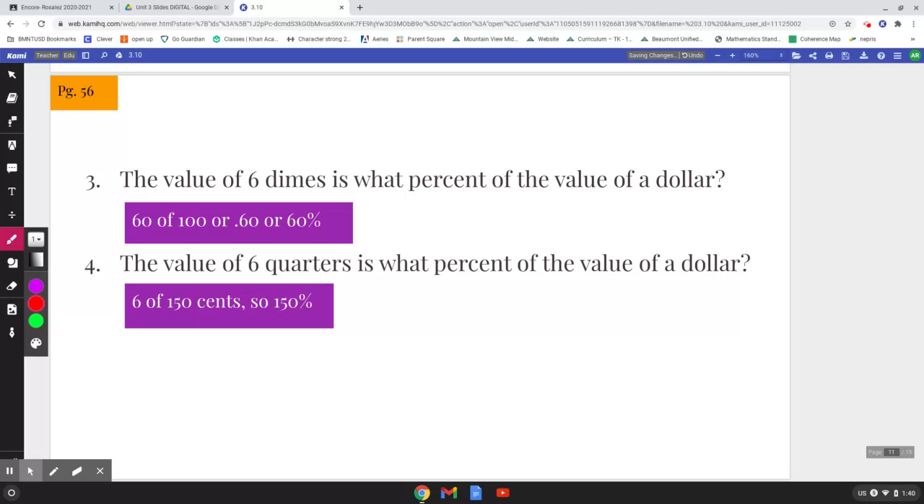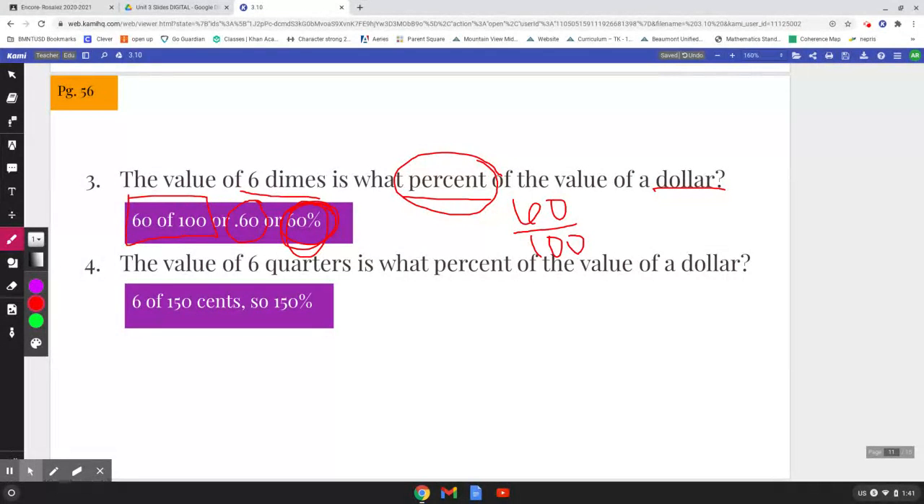All right, now you're on page 56. The value of 6 dimes is what percent of the value of a dollar? So this 60 of 100 is what you need to know. We also can write that as 60 of 100. That's how you might have seen that. And if you were to divide 60 divided by 100, you would get 0.60. And 0.60, as you know, is 60%. So when it asks you what percent, you need to make sure that you're using the percent.